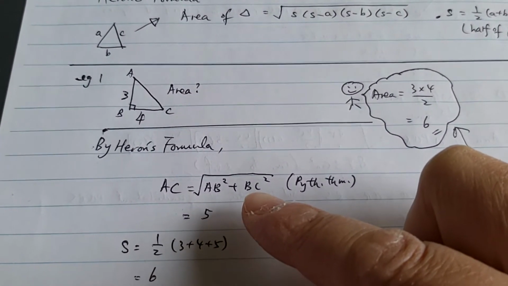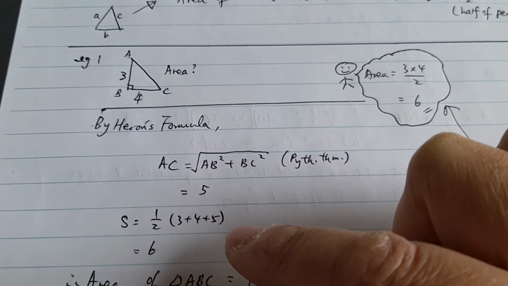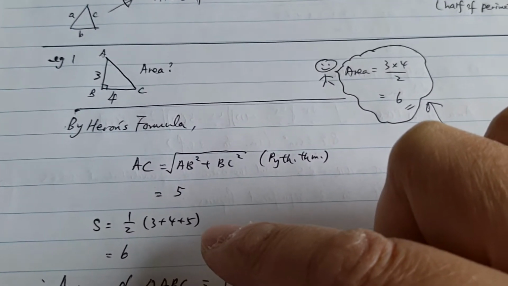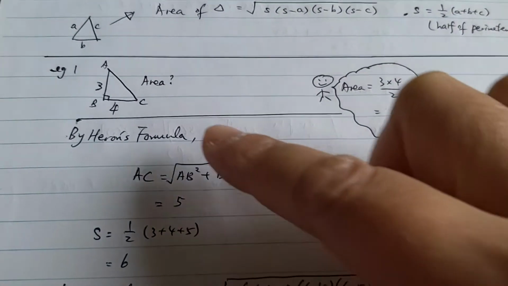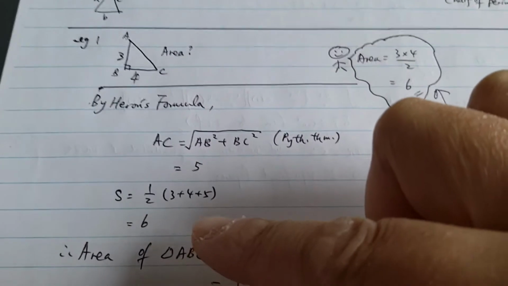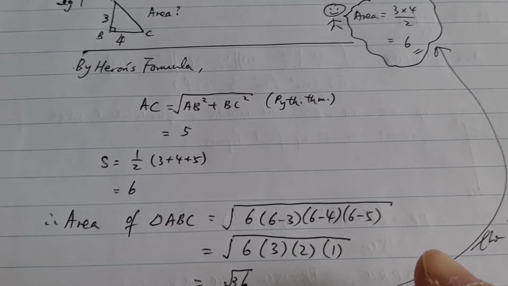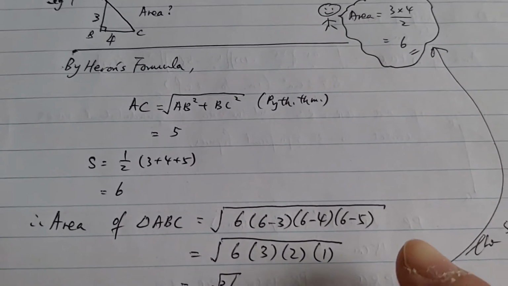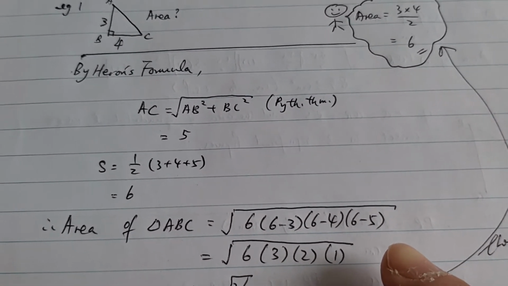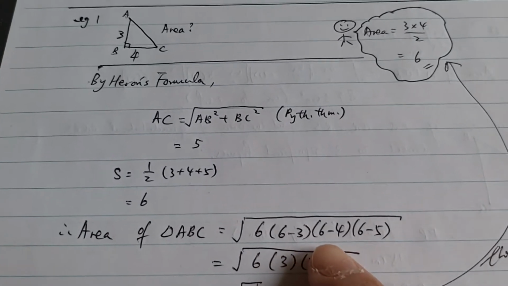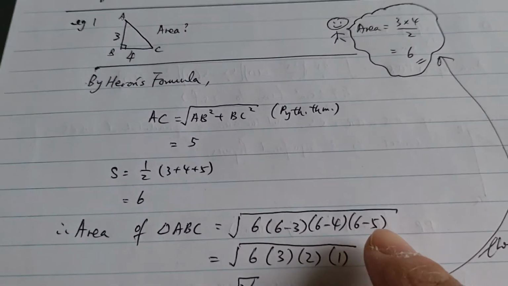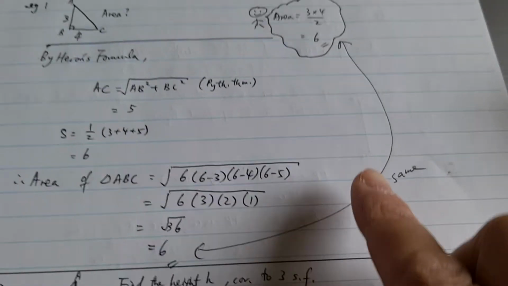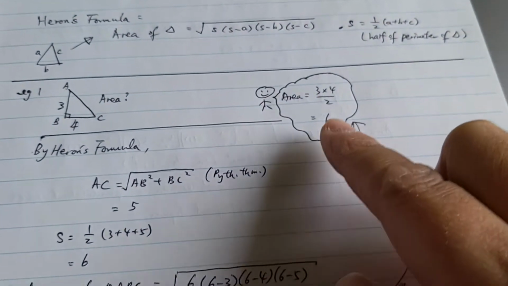So up to now, we know all the sides. So we can find s, which is half of the perimeter. That is (3 plus 4 plus 5) over 2, which is 6. Therefore, the area of triangle ABC by Heron's formula is the square root of 6 times (6 minus the first side) times (6 minus the second side) times (6 minus the third side), and multiply them up. So the answer is the square root of 36, which is 6, the same as the previous method we used.